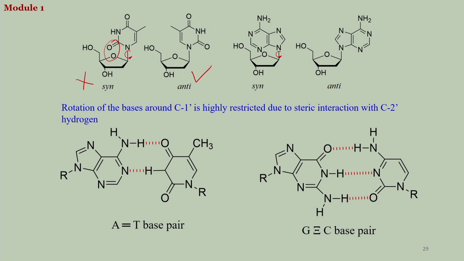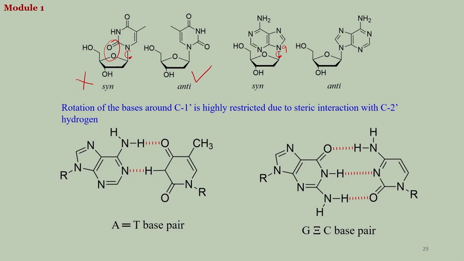If you consider, for example, adenine, this is the sugar, this is the N9 of adenine, and then this is the adenine structure, a 5-membered ring fused with the 6-membered ring. This is the syn form, where the 6-membered ring is just falling on top of the sugar. It is very crowded. On the other hand, the anti form is nice and smooth, with the 6-membered ring away from the sugar moiety.